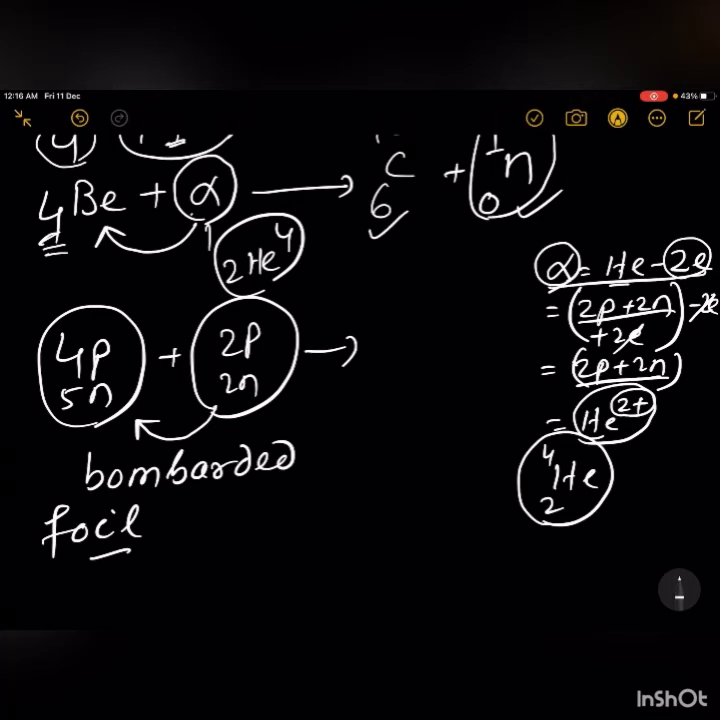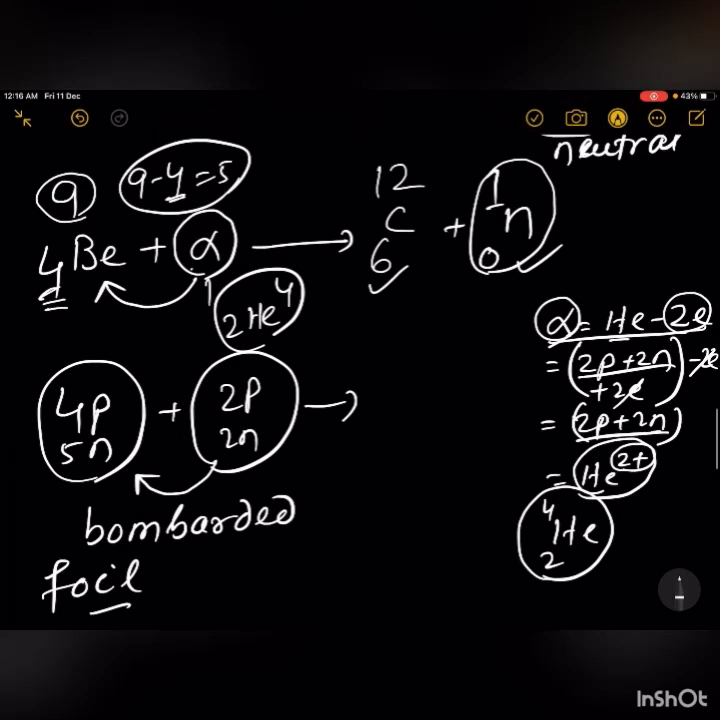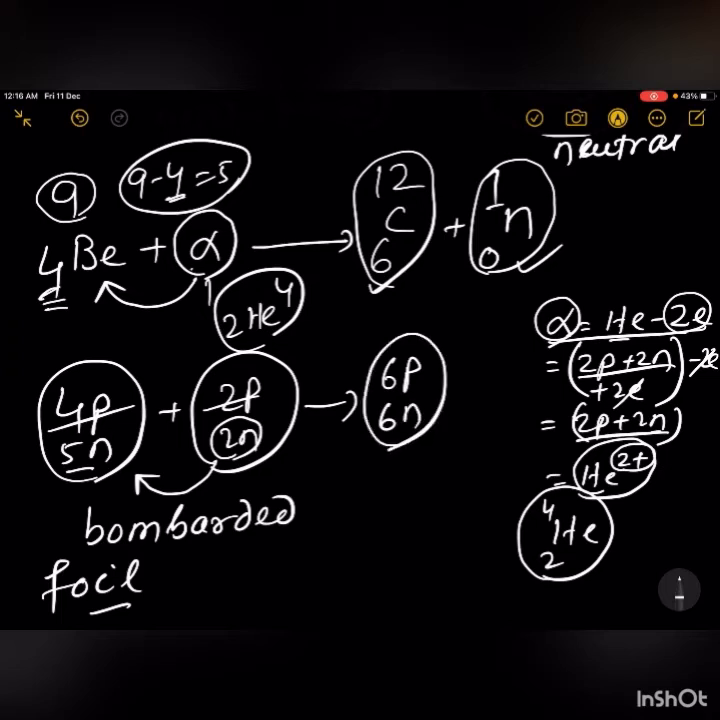You see, this 4 proton and this 2 proton on addition gives 6 protons, this 5 neutron and these 2 neutrons on addition gives 7 neutrons. But inside the carbon nucleus you will find 6 neutrons. So 1 neutron will be emitted because 5 plus 2 is equal to 7, but here it is written 6. So another neutron is emitted. And neutron has no charge, 0, and it is written as 0n1.